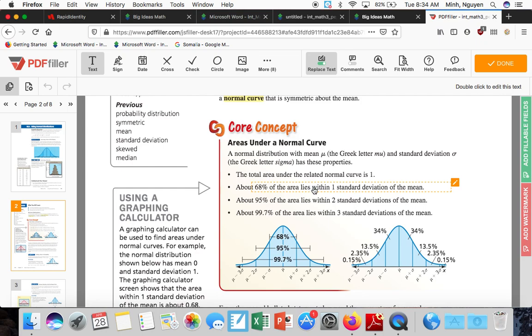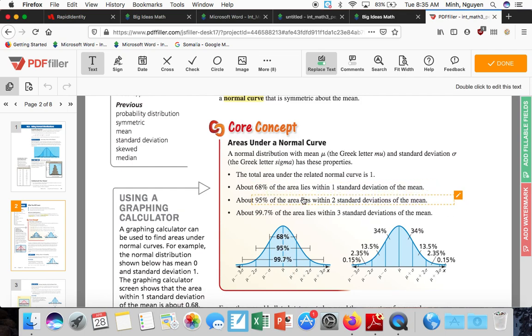About 68% of the area lies within 1 standard deviation of the mean. So let's take apart this picture. We have mu, which is the mean, minus sigma, which is the standard deviation, and mu plus the standard deviation. So this is minus 1 standard deviation and plus 1 standard deviation. This is the first bullet point. This is the mean, down 1 and up 1 standard deviation.